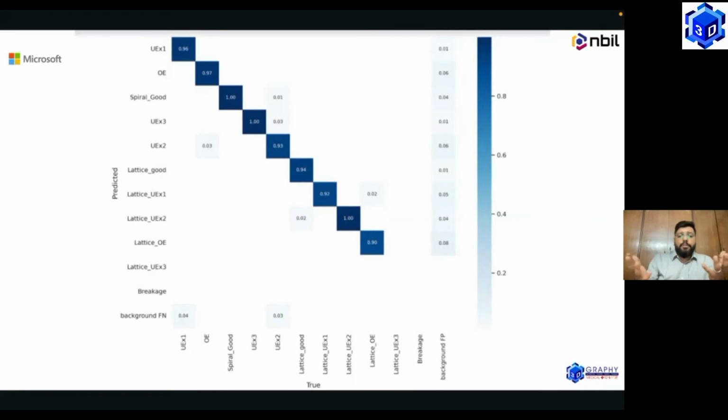So we have got close to around 100% hit rate on the good scaffolds, as well as when you're looking at the under extruded scaffolds, we are also getting a good hit rate, as well as the over extruded scaffolds. So with this, now the next step is to understand, this is with one gauge, right?